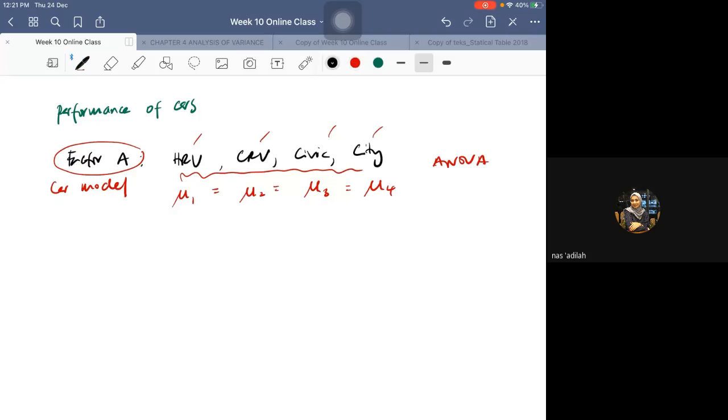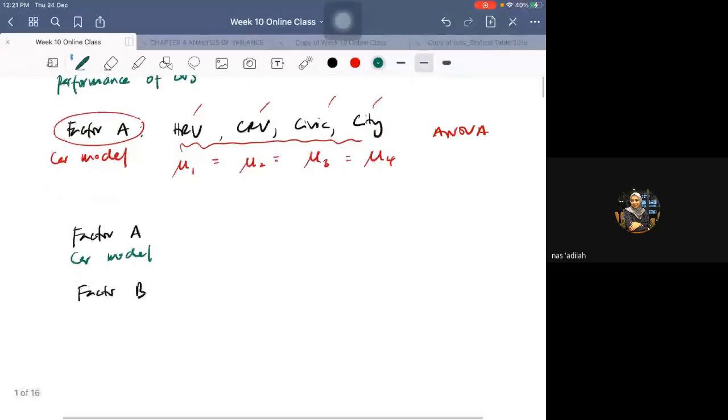But for example, let's now throw in another factor. So instead of having only one factor A, I'm going to have two factors, which is going to be factor A and also factor B. Let's suppose factor A is going to be car model. So factor B, what should I use? I'm going to pick a tire brand. So I'm going to stick to the previous car models. So I'm going to have HRV, CRV, Civic, and City.